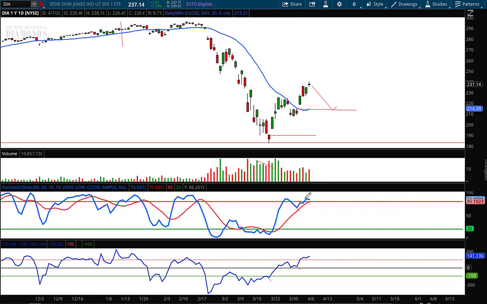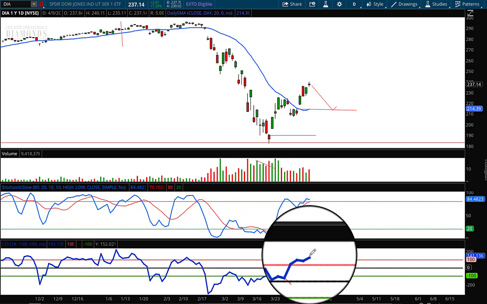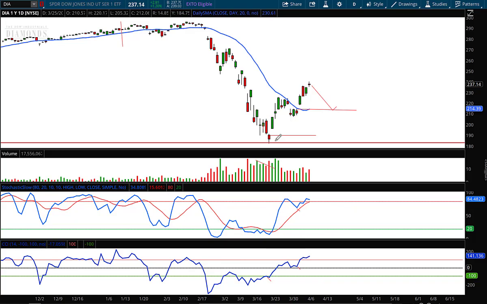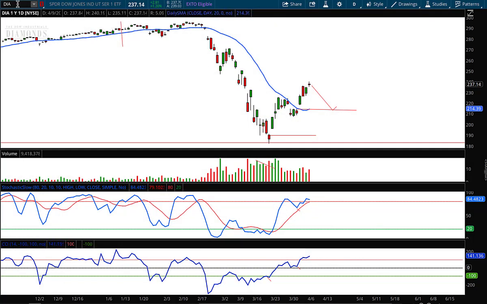Same thing. We have a hinge in the stochastics. We have the CCI overbought. And we still have a gap below the market down here, so I'm going to leave that as a secondary level of support as we move into next week. Again, I'm expecting a pullback right across the board.